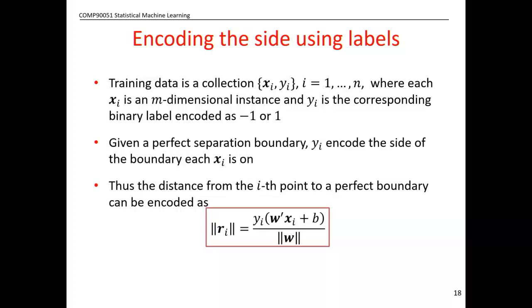So we can use this fact to replace the plus minus with the true label of the example. Okay, so now we've got a y. And so now we have a nice expression for the distance to the boundary. And this distance is always going to be positive, right, as all distances should.